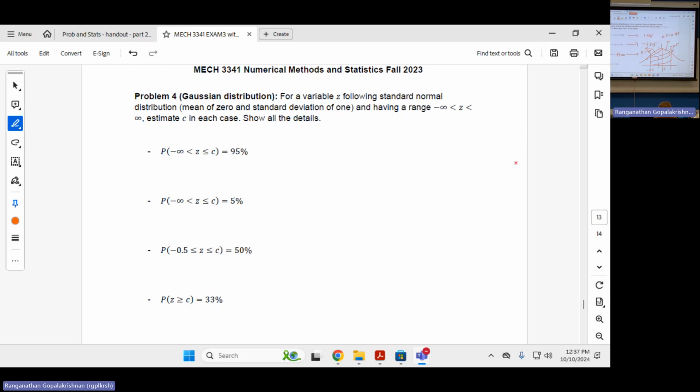So which is 85... 14 minus 9 is 5. Sorry. 0.3085, so 30.85%. So this portion here should be 30.85%. So now look up your table and figure out what value of C will give you 30.85%.